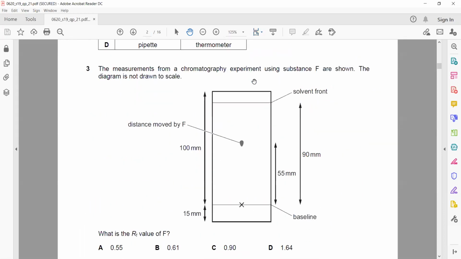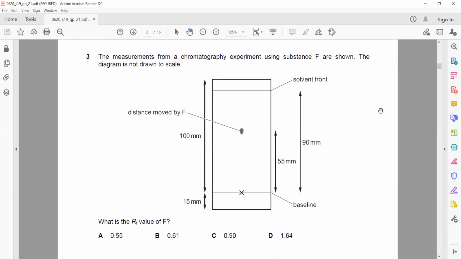In question 3, the measurements from a chromatography experiment using a substance F are shown. The diagrams are not drawn to scale. What is the RF value of F? Not drawn to scale does not mean that what is shown is the same as the value. 90 divided by 55. So distance moved by the spot divided by distance moved by the solvent front.